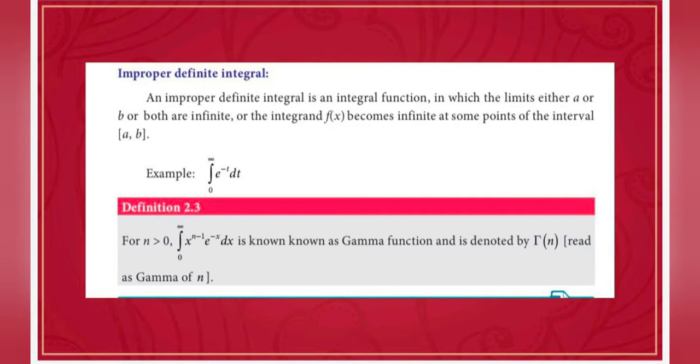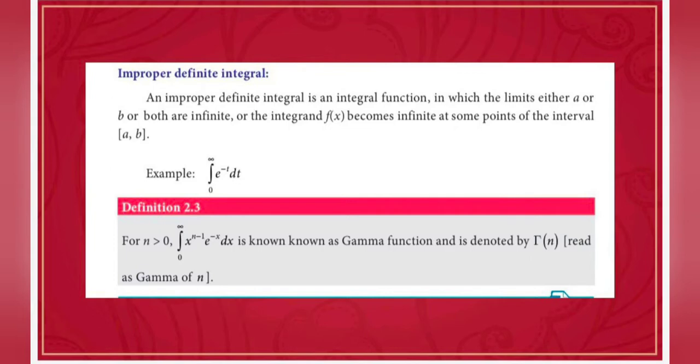An improper definite integral is an integral function in which the limits either a or b or both are infinite, or the integrand f of x becomes infinite at some points of the interval a to b. That is, at some point, the function will have an infinite value. That is what they are trying to say. Either the upper limit or the lower limit, or both will be infinite, or the integrand itself will become infinite.